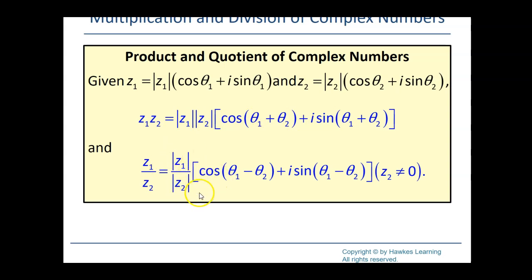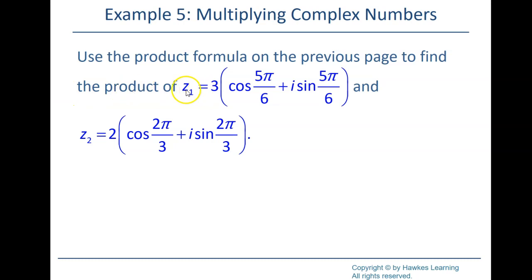And then likewise, since division is the inverse of multiplication, when we divide, we subtract the angles and we divide the magnitudes. Alright, so here we've got two complex numbers.